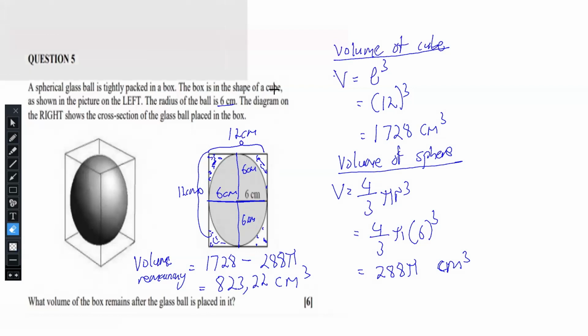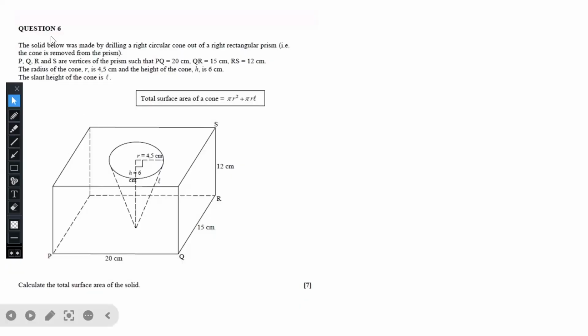At this point, you can see that we are simply doing one and the same thing. Okay, question 6 says the solid below was made by drilling a right circular cone out of a right rectangular prism. That is to say the cone is removed from the prism. P, Q, R, and S are vertices of the prism such that PQ is 20 centimeters, QR 15 centimeters, RS is 12 centimeters, and the radius of the cone r is 4.5 centimeters, and the height of the cone h is 6 centimeters. Then the slant height of the cone is given as l, right? Now they say calculate the total surface area of the solid.